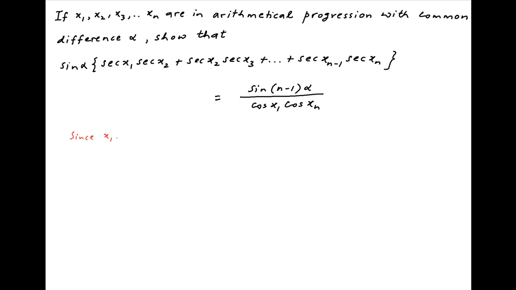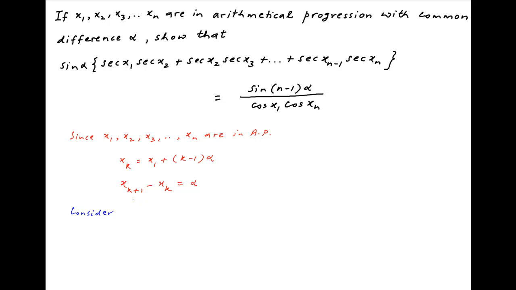We are given that x1, x2, x3 and so on till xn are an arithmetical progression with a common difference of alpha, and therefore the kth term xk can be written as x1 plus (k minus 1) times alpha, and the difference between any two consecutive terms, say x(k+1) and xk, is equal to alpha.